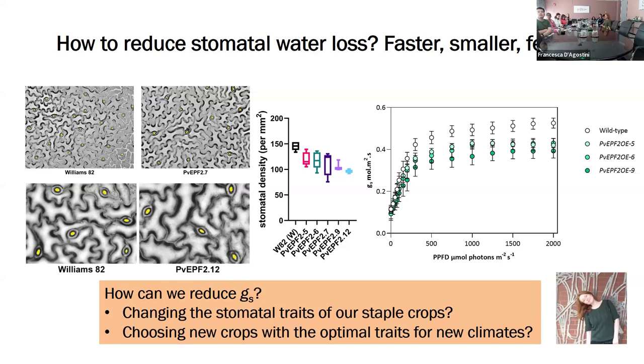So we can change the traits on our staple crops, and we can also choose different crops that have specific stomatal traits. So I'll be talking about the second bit, about choosing new crops with optimal traits for new climates. I'll talk about that in more detail here. And Jess Dunn did a lot of this work on Montpellier physiology.